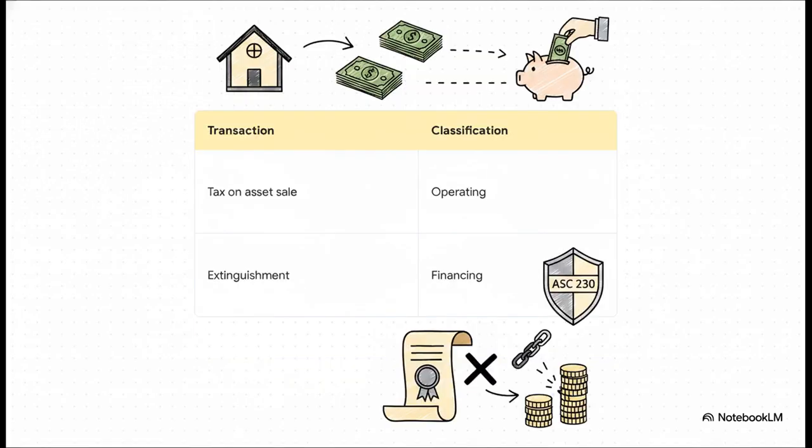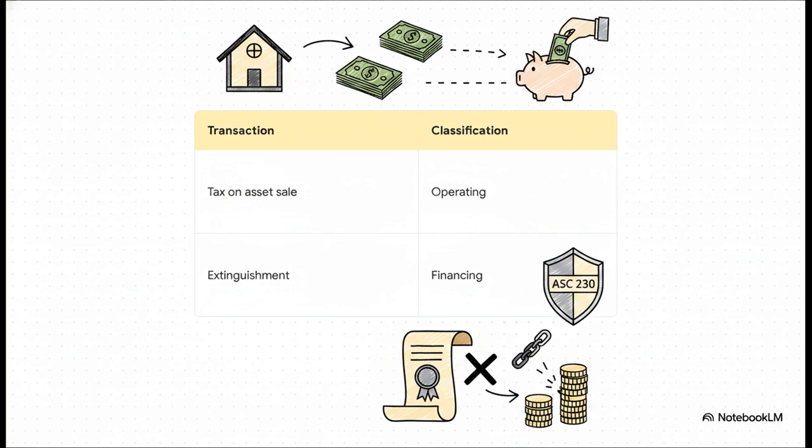Now, sometimes these borderline items don't actually need a split, but their strict classification is incredibly counterintuitive. A perfect example? Tax payments on gains from asset sales. You sold an asset, so that's investing, right? Well, yes, but the actual tax payment on that gain is virtually always going to be an operating outflow. Crazy, right?